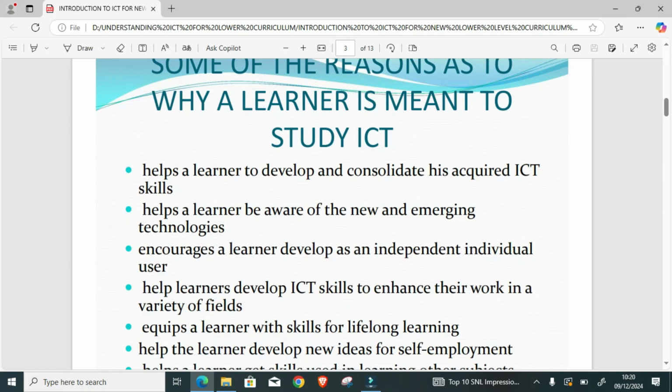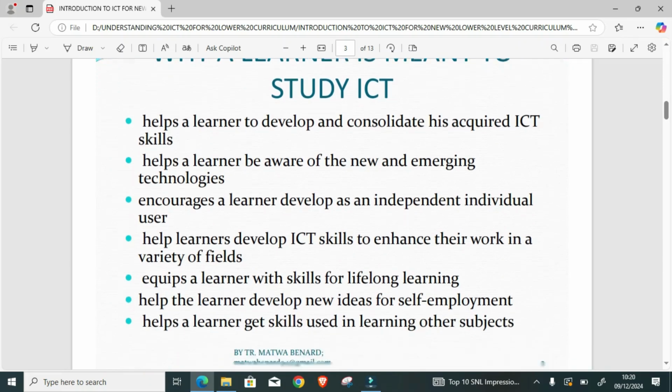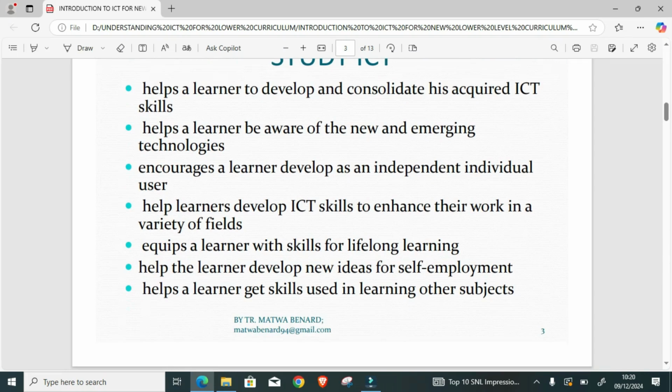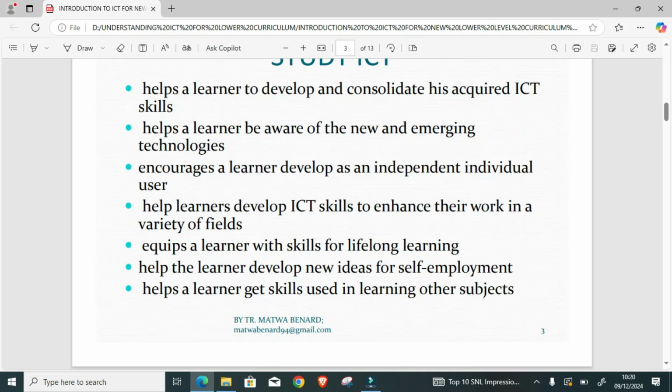One, it helps a learner to develop and consolidate his acquired ICT skills. That could be like any inbuilt talent, to develop and consolidate his acquired ICT tools. What you learn, you develop more from it and consolidate, making it part of you.